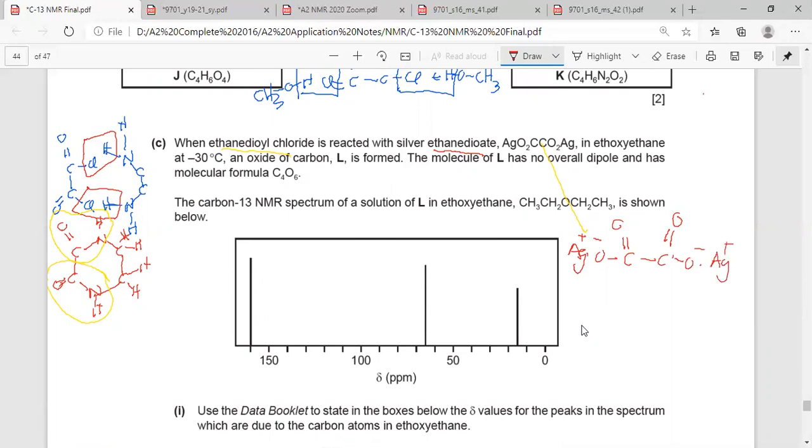Now epoxyethane is your solvent. This you will learn later in your solvent extraction. It's an ether, ROR sort of deal here. Low temperature and an oxide of carbon. Oxide of carbon means it contains only carbon and oxygen. Must understand, they tell you the hints. L is formed. The molecule L has no dipole moment, which means everything cancels out. It has a molecular formula of C4H6. We haven't seen this before.